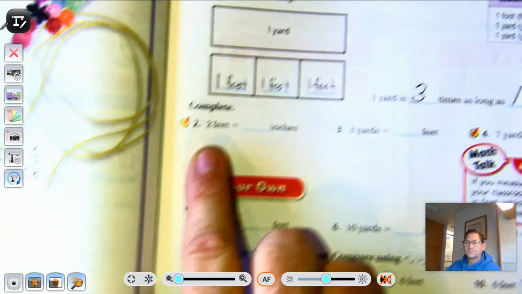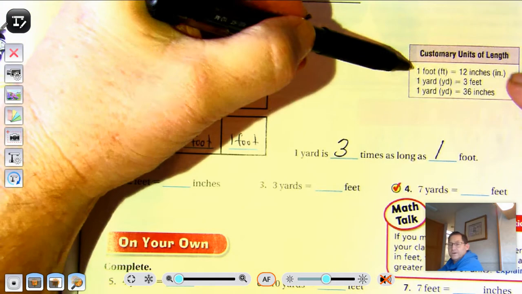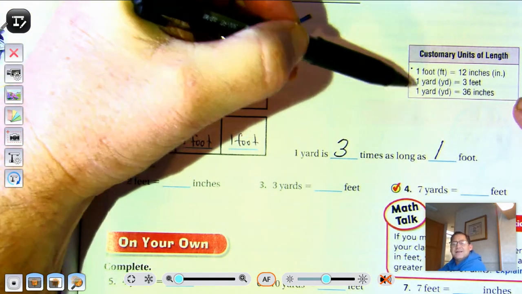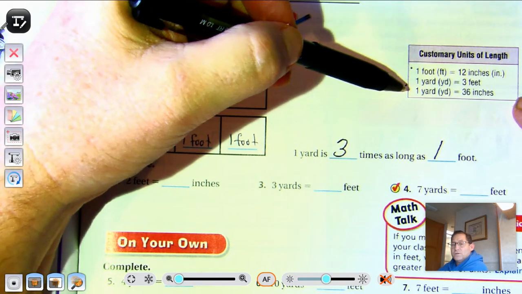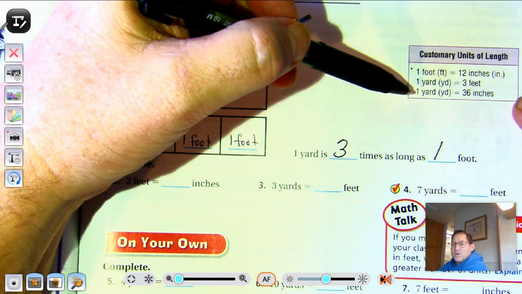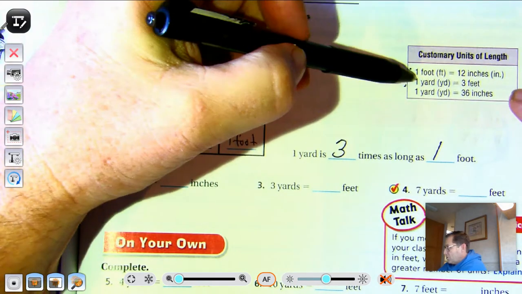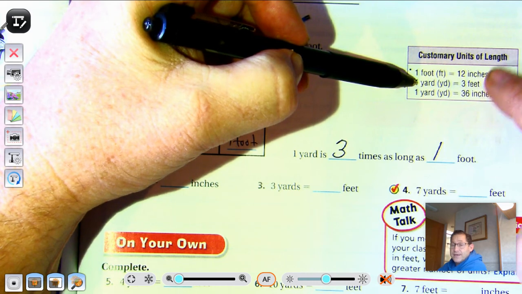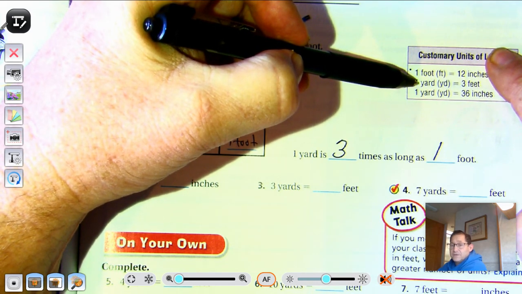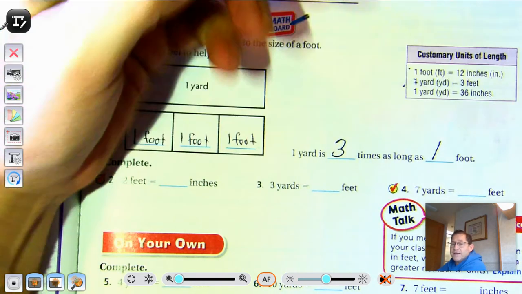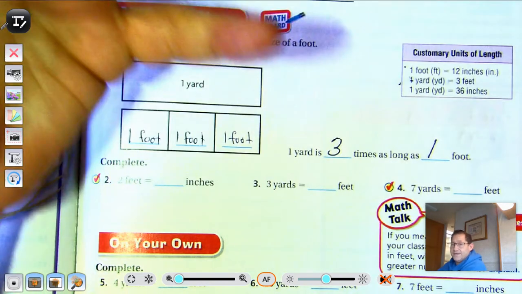So let's look over here. 1 foot, 12 inches. 1 yard, 3 feet. And then another basic one that we just kind of know and start to memorize is that 1 yard is 36 inches. Why is that? Well, they just told us that 1 yard is 3 feet. Every foot has 12 inches. 12 times 3 is 36. So every yard has 36 inches or 3 feet.